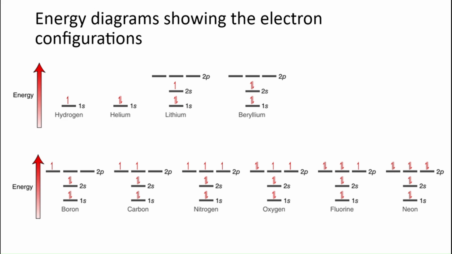The application of the first 2 principles can be seen in the electron configurations of hydrogen, helium, lithium, and beryllium. Additionally, the application of the 3rd principle can be seen in the electron configurations for the remaining second-row elements: boron, carbon, nitrogen, oxygen, fluorine, neon.